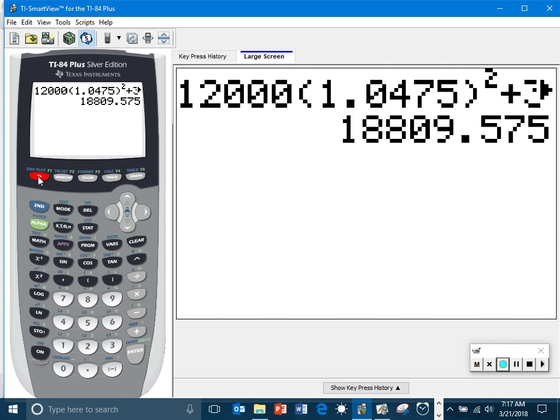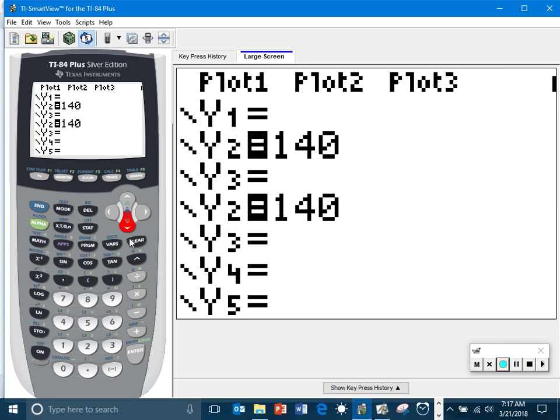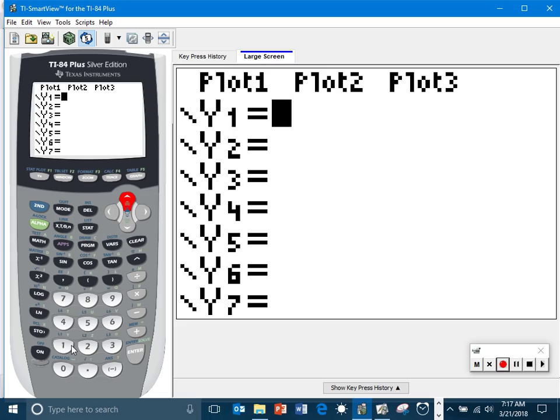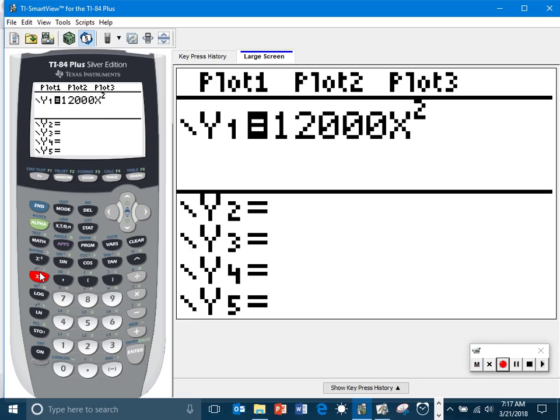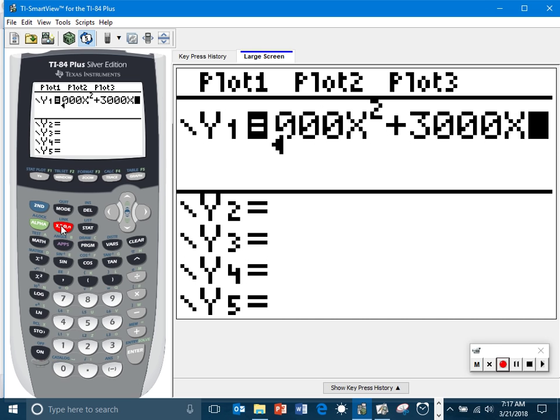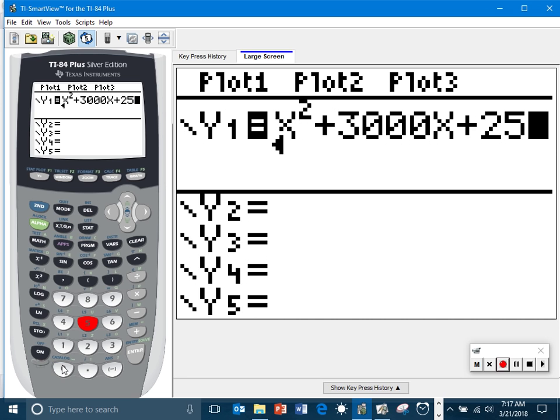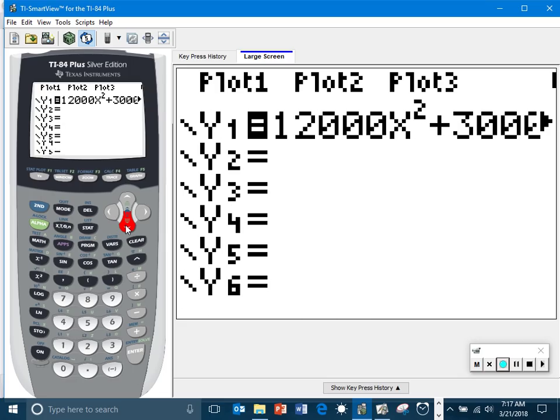So again, remember we go to our y equals and we type that in. I'm going to start just with the x squared. I'll show you what it looks like when I put the 1 in after this one. All right, so let's do it with just the x first. And then in the Y2, you've got to put the amount of money that is in the account.